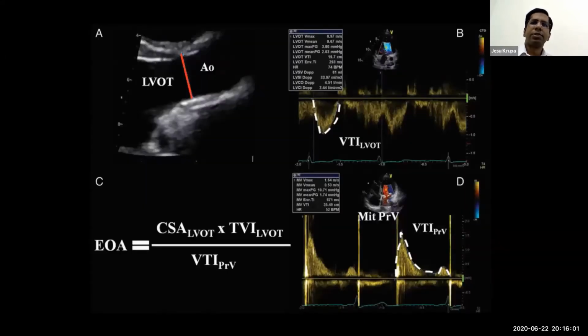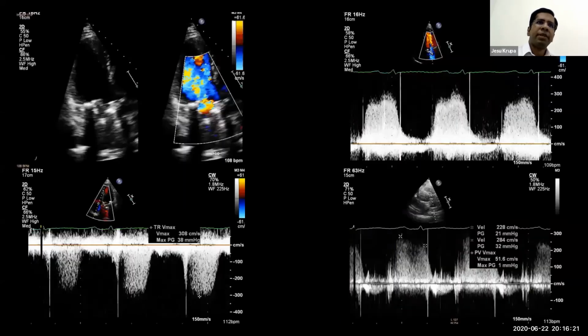So that is just to remind us of how we arrive at effective orifice area. Just as a reminder, 3 things are always required: that would be LVOT stroke volume, that is LVOT VTI and LVOT diameter, and your mitral VTI.